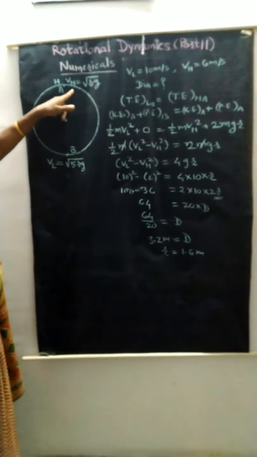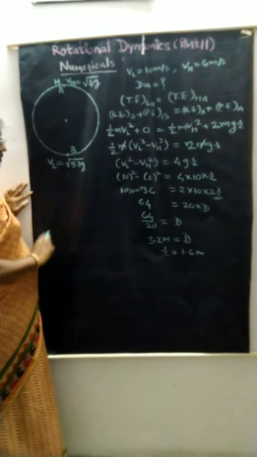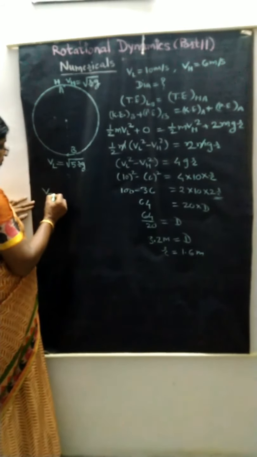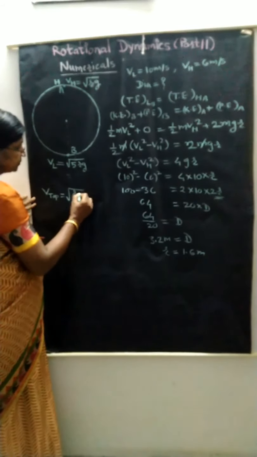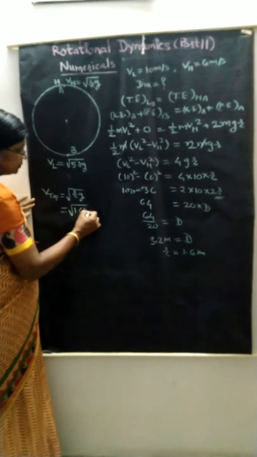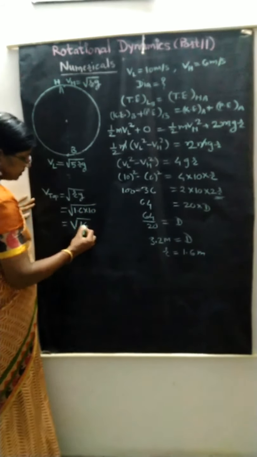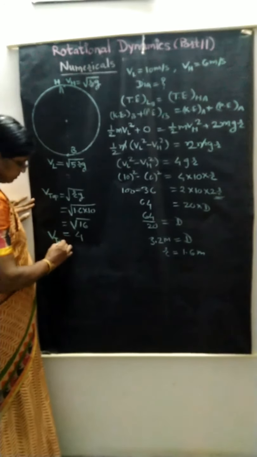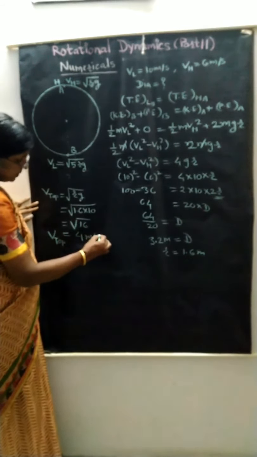Now we are asked to find the minimum velocities at the top and at the bottom point. So V top at top position is given by under root Rg. So R is equal to 1.6 into g is 10. So this makes under root 16. So we get the minimum velocity at top point as 4 meter per second.